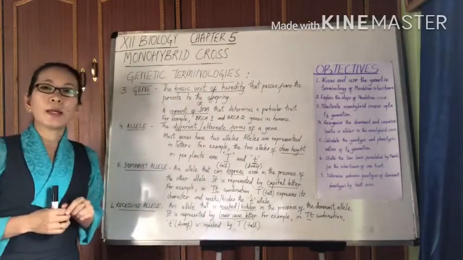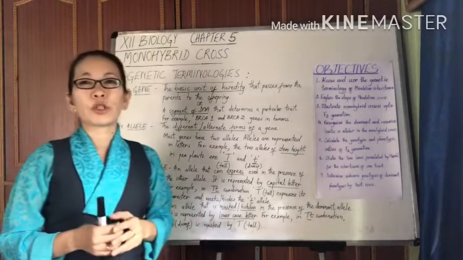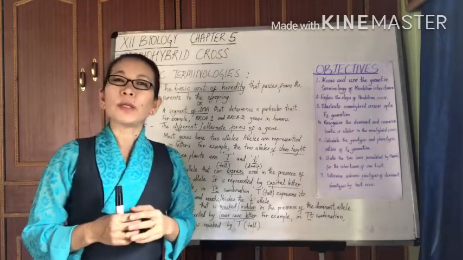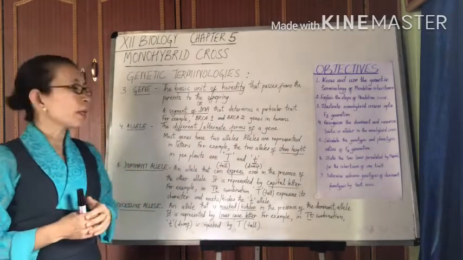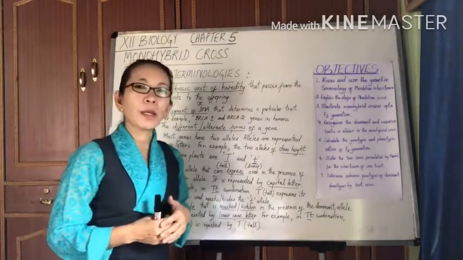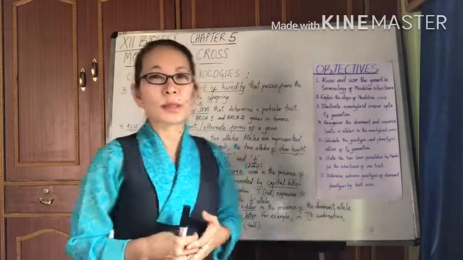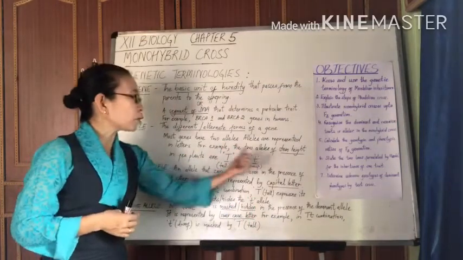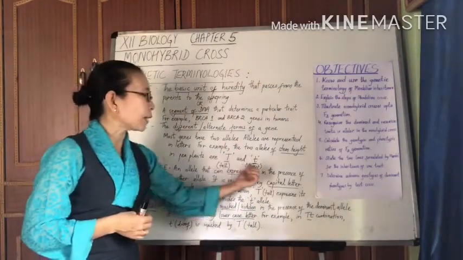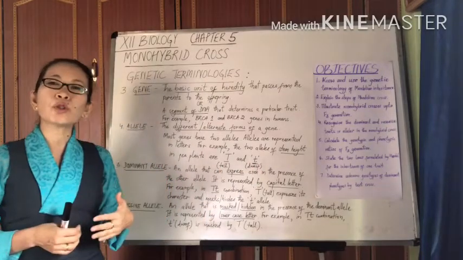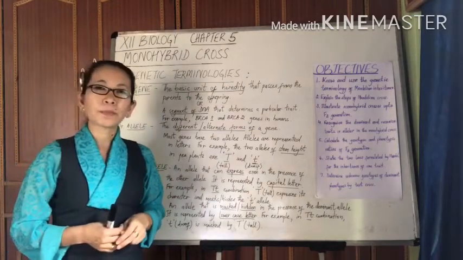Next term is allele. Allele refers to the different forms of a gene. And in most of the organisms, genes have two alleles. Right? And these alleles are to be represented with letters when we are making genetic crosses. For example, the two alleles of stem height in pea plant are denoted by capital T and small t. So capital T is used for tall trait and small t is used for dwarf trait.